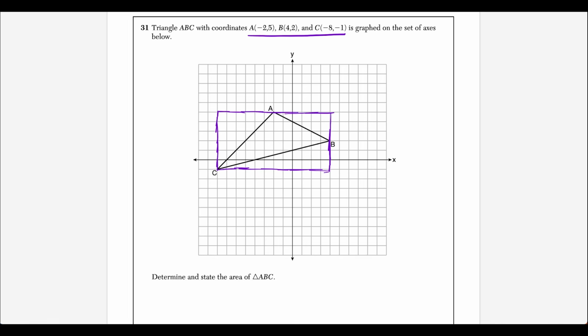And what I want to do instead, to find the area of triangle ABC, I'm going to find the area of this entire rectangle. And then I'm going to subtract the area of these 3 right triangles that were just made here. So these 3 right triangles over here. So one thing we could do is count the boxes.